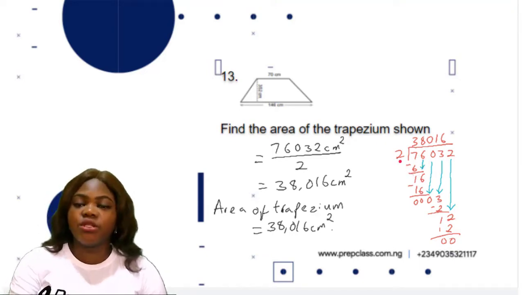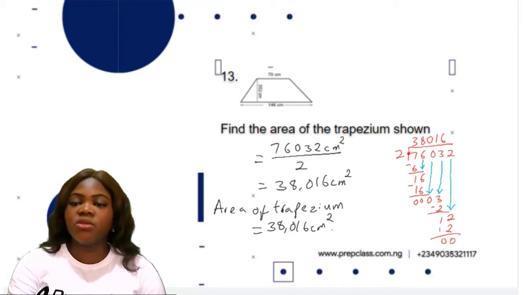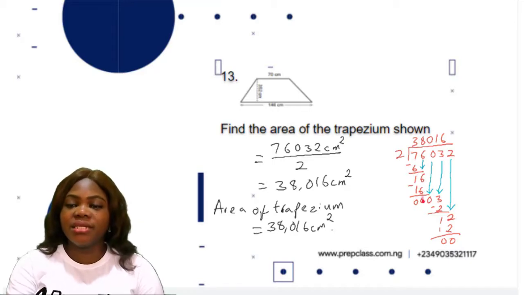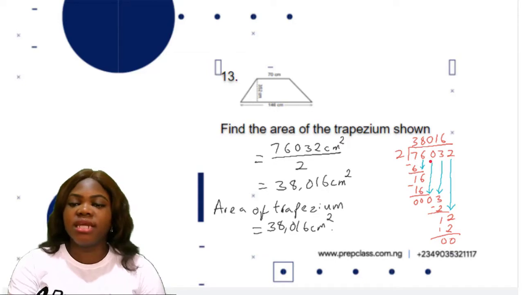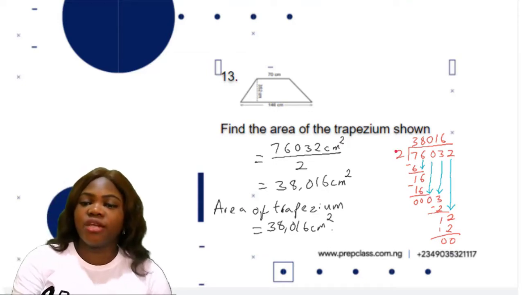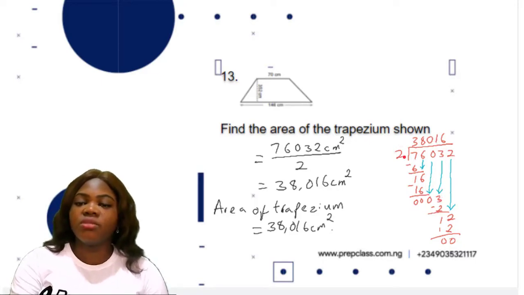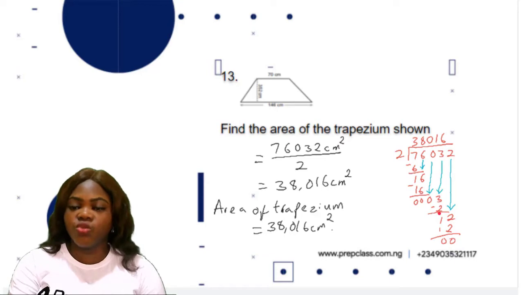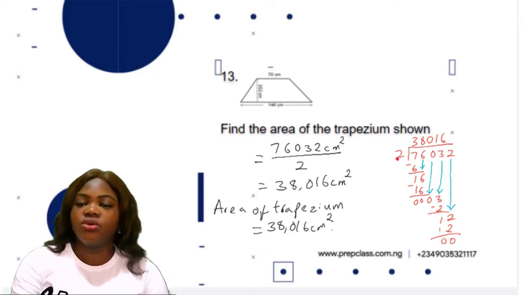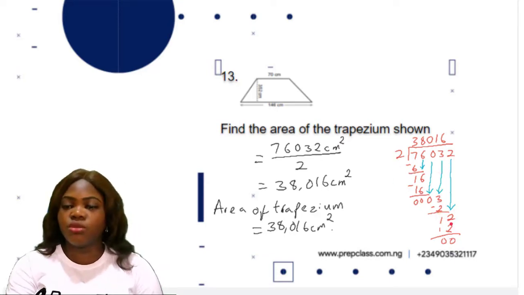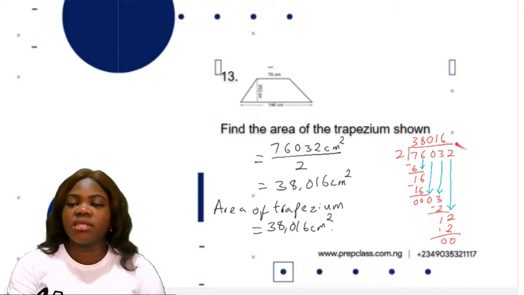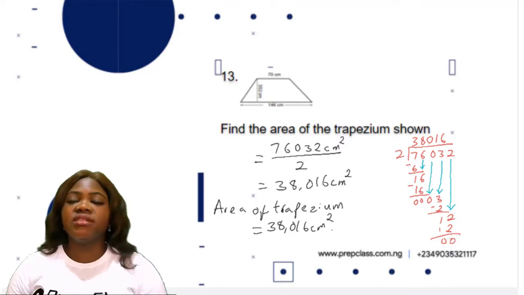16 divided by 2 is 8. 8 times 2 is 16. 16 minus 16 is 0. So now we drop down the next digit, which is 0. 0 divided by 2 is 0. Okay, so now let's drop the next digit, which is 3. 3 divided by 2 is 1. 1 times 2 is 2. 3 minus 2 is 1. 1 is not divisible by 2, so we drop down the last digit, which is 2. 12 divided by 2 is 6. 6 times 2 is 12. 12 minus 12 is 0. We've been able to completely divide 76,032 by 2.